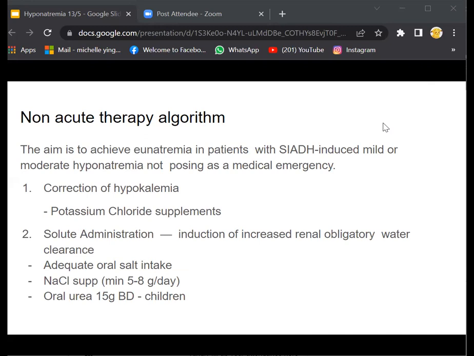Next, we need to ensure solute administration, which will stimulate an increase in renal obligatory water clearance. We need to ensure adequate oral salt intake, because usually the hospital diet won't have enough salt. So we need to supplement with sodium chloride with a minimum total salt intake of 5 to 8 grams per day. Another option is oral urea, 15 gram BD, which is usually the therapy of choice in children. However, it has low palatability.